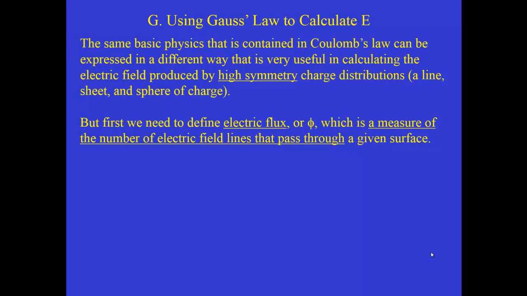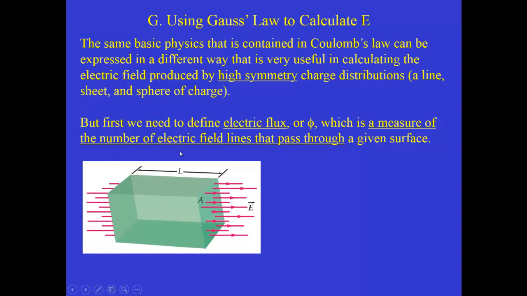But first, in order to understand what Gauss's law is telling us, we've got to define a new quantity called the electric flux, or phi. And some textbooks use phi sub e because later on in the course we will also define something called magnetic flux. But for now, phi represents flux. And it's a quantitative measure of the number of electric field lines that pass through a given surface.